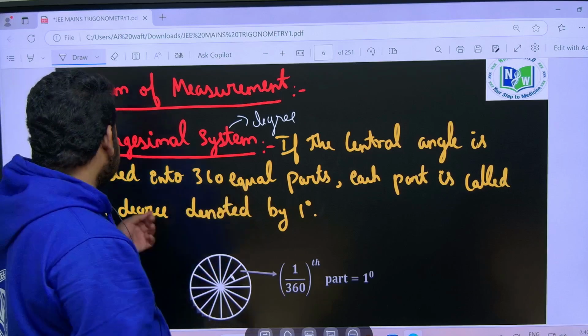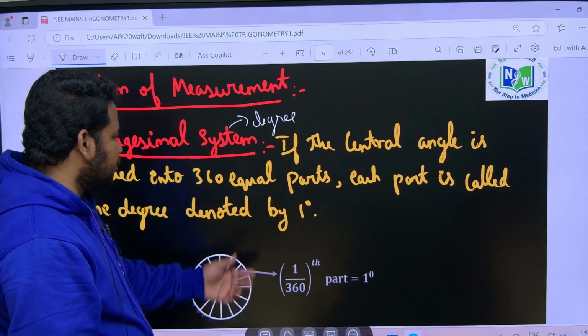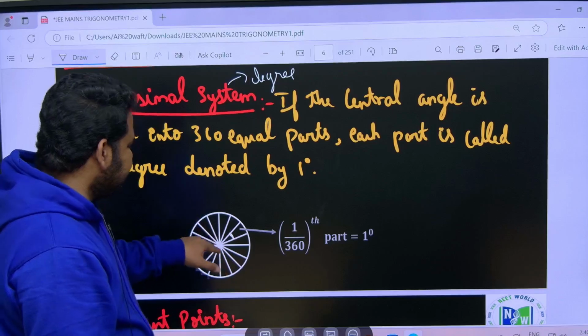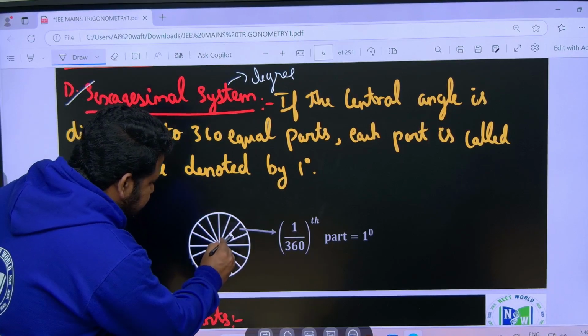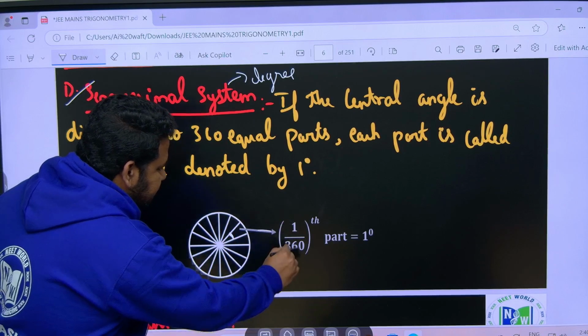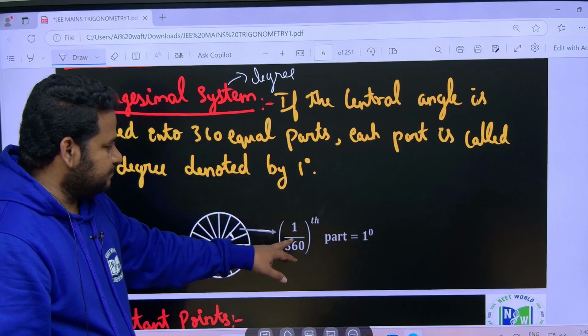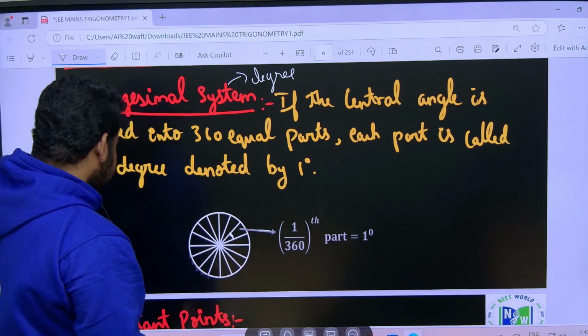If the central angle is divided into 360 equal parts, each part is called 1 degree, denoted by 1 degree. That's it. So this is a circle. If you divide it into 360 equal parts, then each part we call 1 by 360th, that is nothing but 1 out of 360 parts, which is 1 degree.